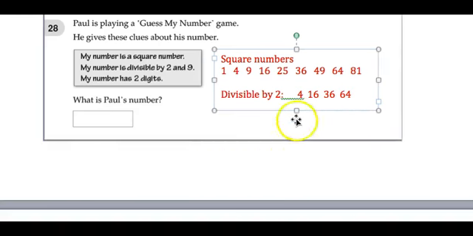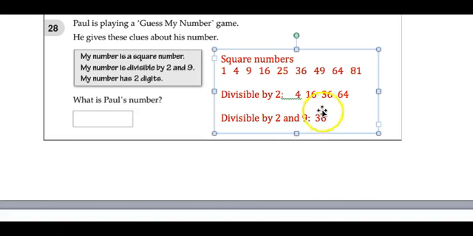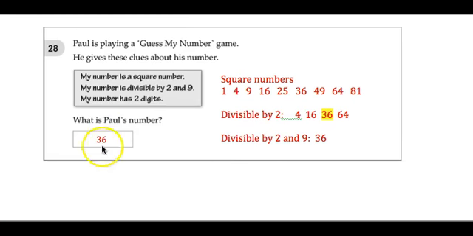Now divisible by 9. We need to see which of these numbers that 9 goes into. Now 9 doesn't go into 4 or 16, and it doesn't go into 64 either, but 9 goes into 36. So 9 times 4 is 36. So divisible by 2 and 9 would be the number 36. Okay, so therefore our number is 36, which is shown there.